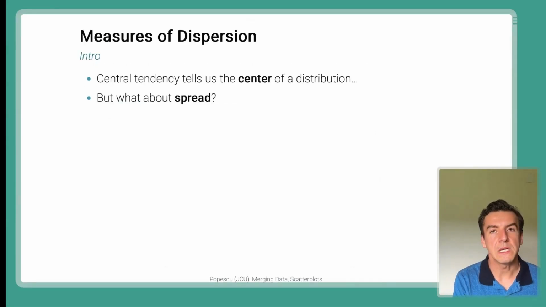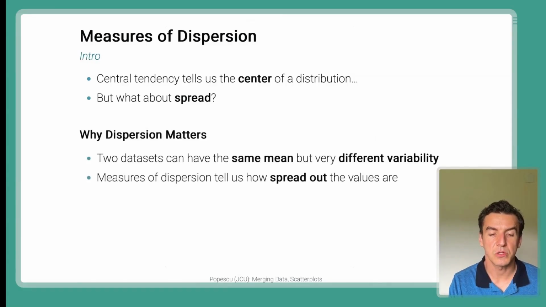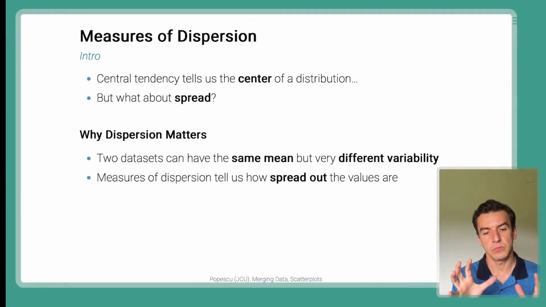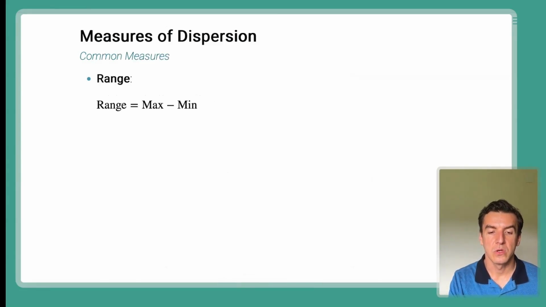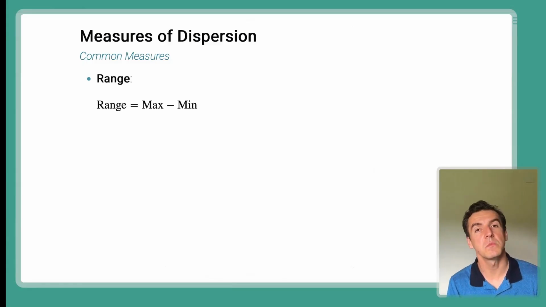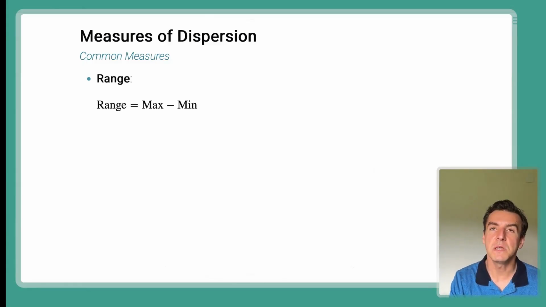So we learned about the mean and the median, but what about the spread of the distribution of our variable? So it could be the case that two data sets have the same mean, but they may have different variability. So this is where measures of dispersion are important because they tell us how spread out different values are. So one first measure of dispersion is the range. So the range is fundamentally the difference between the maximum value in our data set and the minimum value.